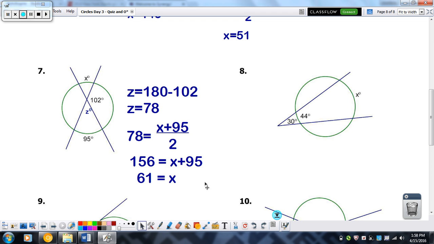So you may have to use linear pairs somewhere else in this practice homework. Just remember to set it up the same way. Add the arcs, divide by 2, and it equals the angle. Or you subtract the arcs and divide by 2, and it equals the angle.